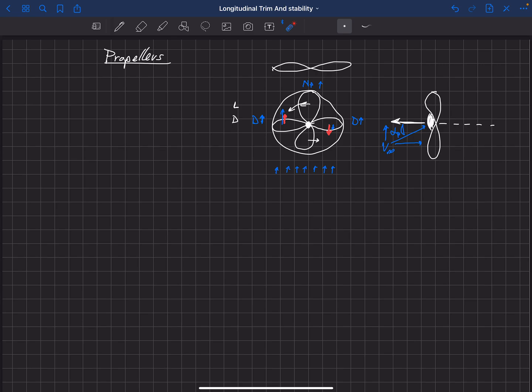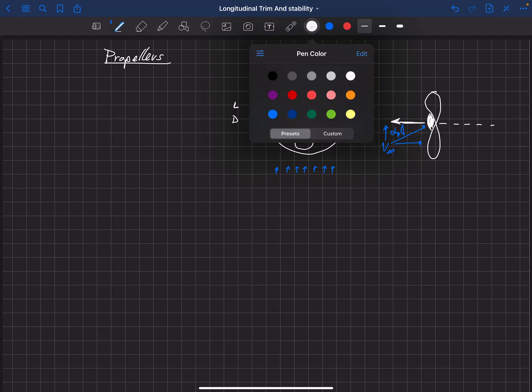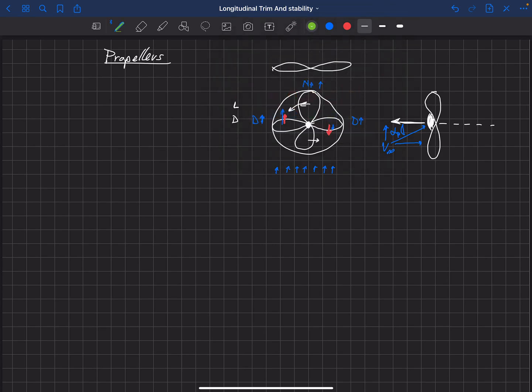Okay, so now let's look at lift. We can go through the same analysis, and what we'll find, let me maybe put this in a different color, is that the lift will also be greater on this side of the aircraft due to the increase in dynamic pressure, and the lift on this side of the aircraft though will actually be less due to the dynamic pressure.